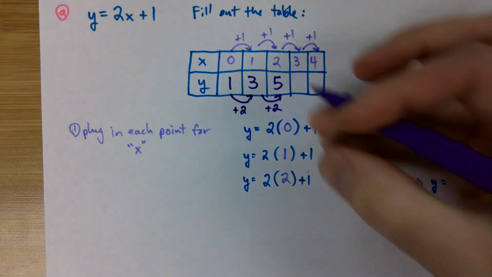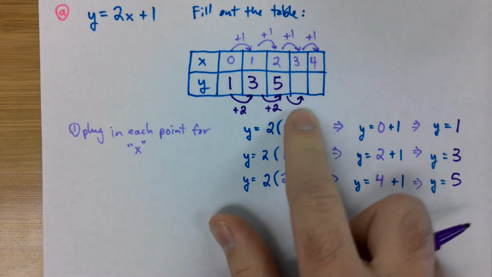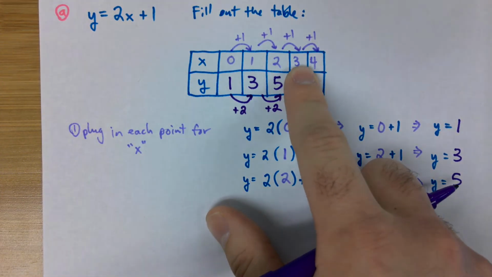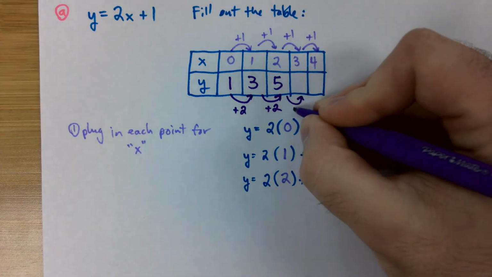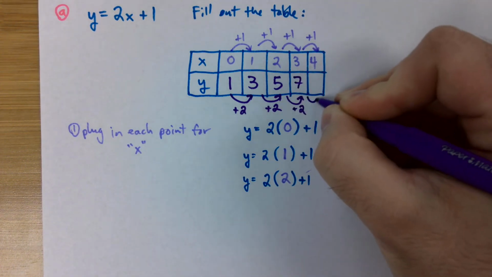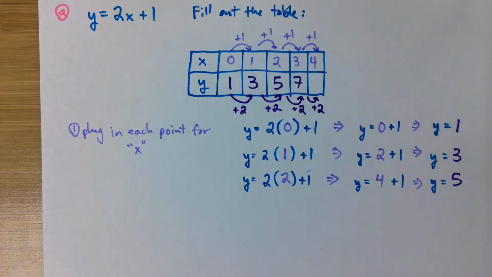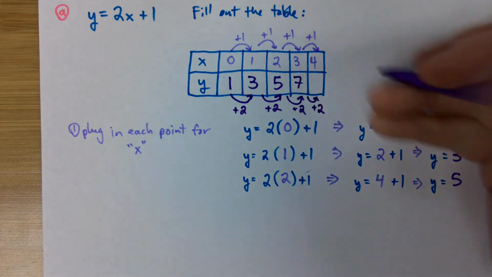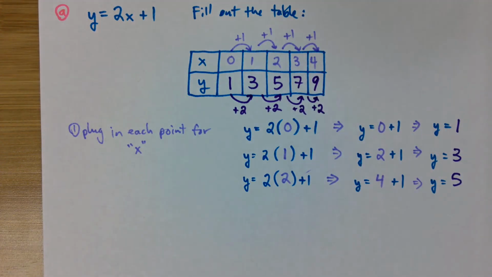So without doing all this math, if we keep going, what's our y value going to be when x is equal to 3? 7. We're just going to add 2. And what about when y is equal to 4? Or sorry, when x is equal to 4? 9. Exactly right.